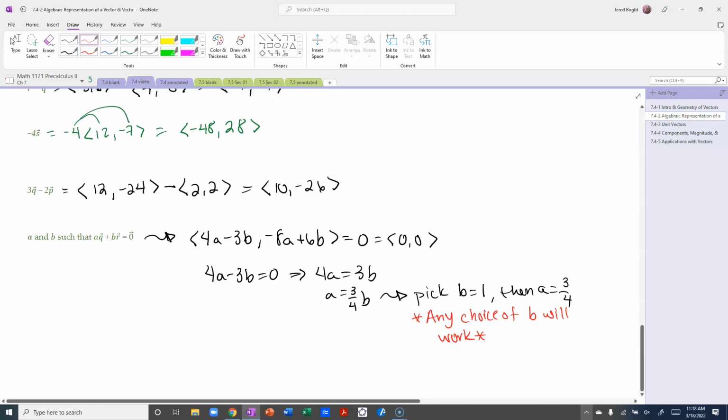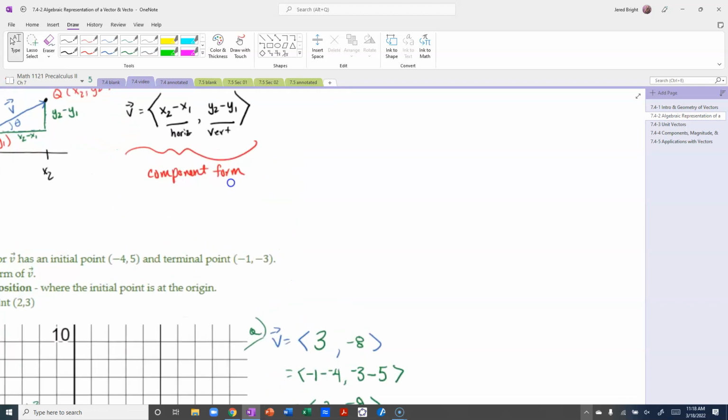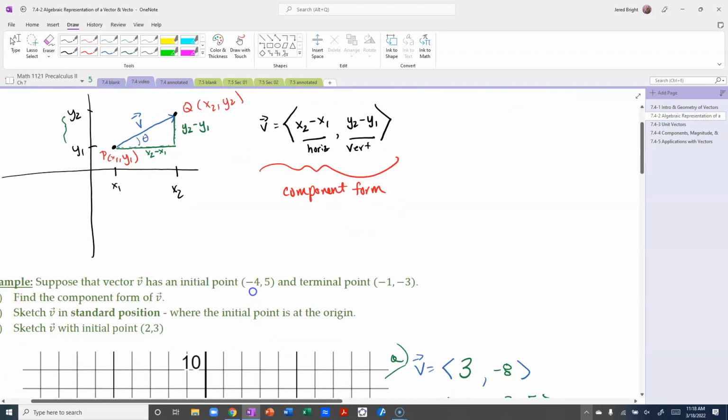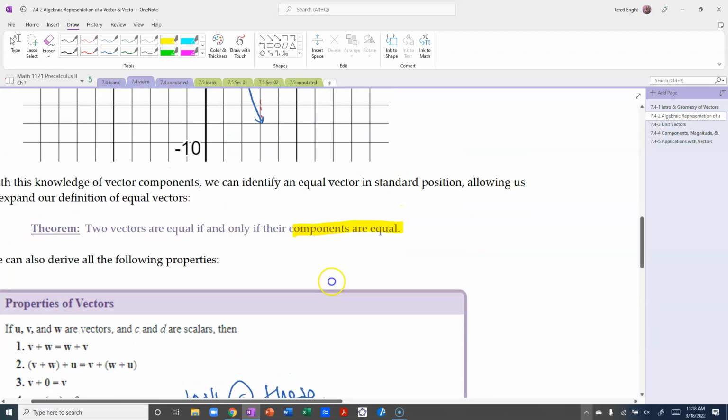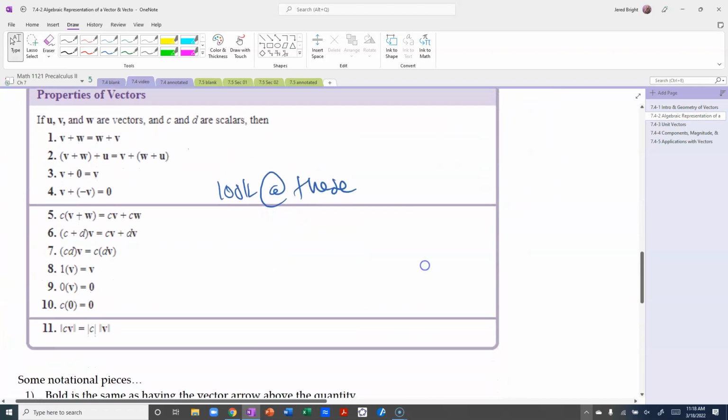All right, so in this video, what did we introduce? We introduced component form, right? We talked about representing a vector as this particular form where we take the difference of the horizontal components and then the difference of the vertical components, put it in these angle brackets, and then we talked about standard position too, and we saw all these different properties and made use of them.